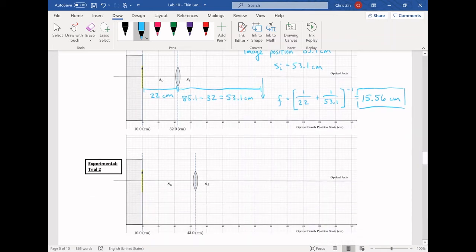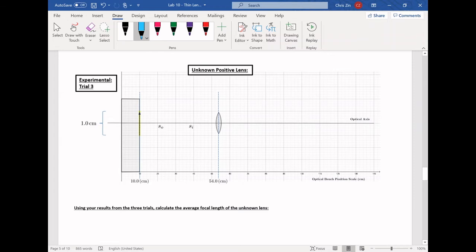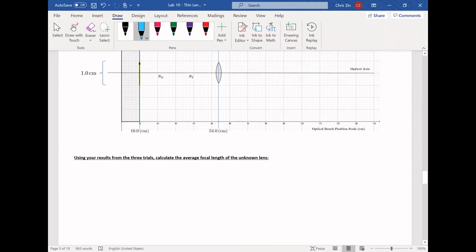Okay, then you repeat this whole thing for trial 2, and you have to watch the video again for trial 2. And then you do the same thing for trial 3. And at the end, you'll have 3 different focal lengths, one for each of the trials. To calculate the experimental focal length of this lens, you just calculate the average of those 3 focal lengths. So f1 plus f2 plus f3 divided by 3.